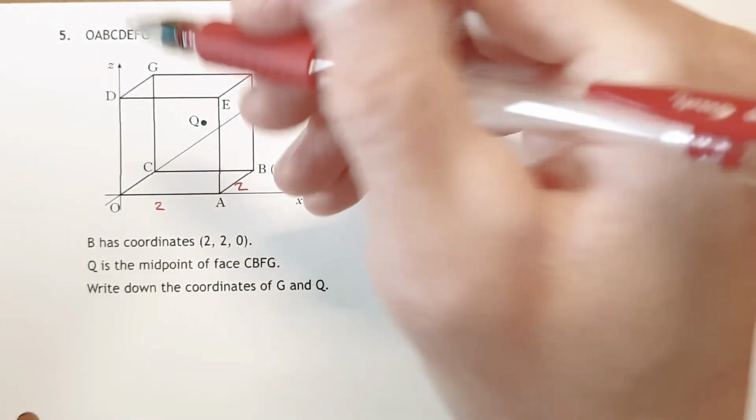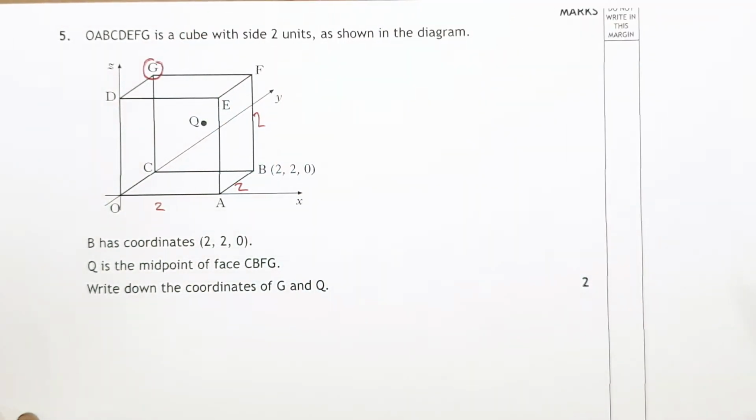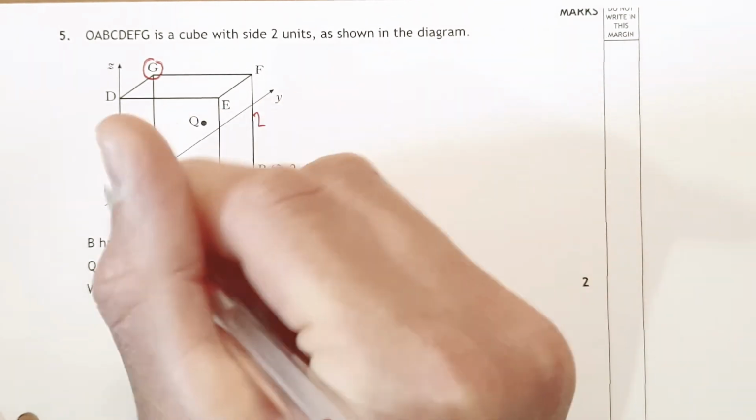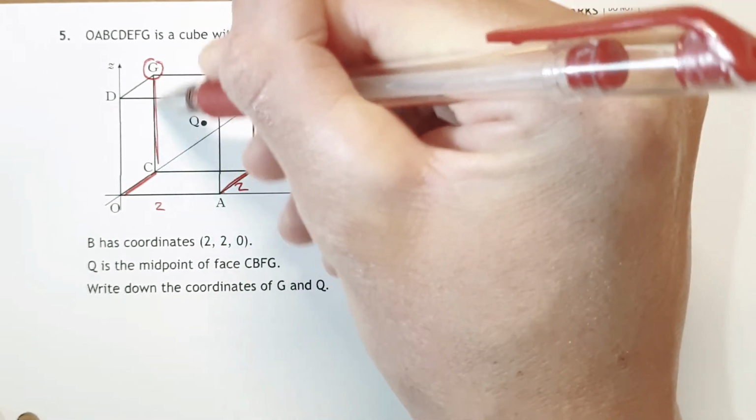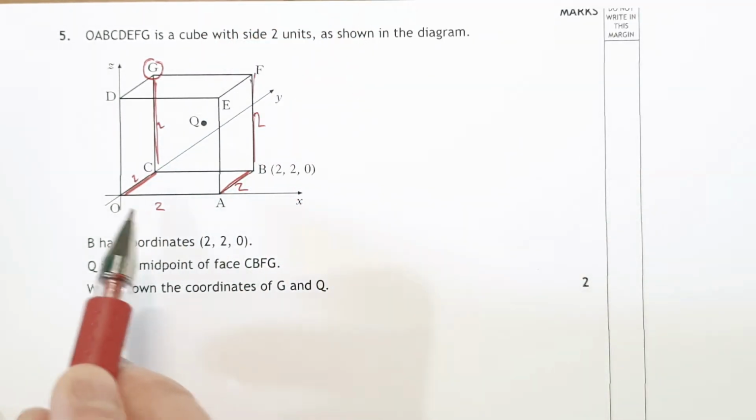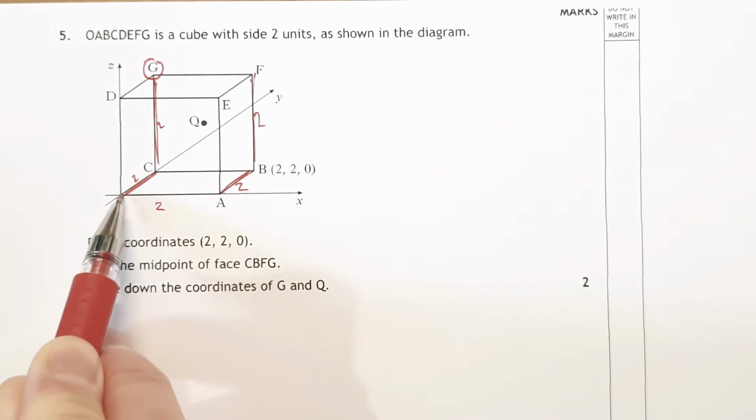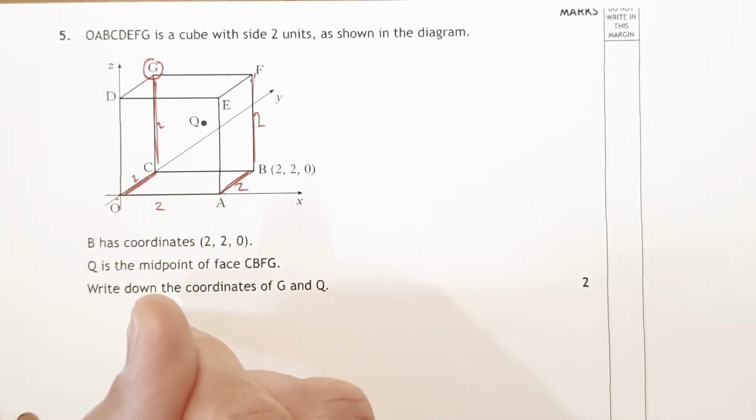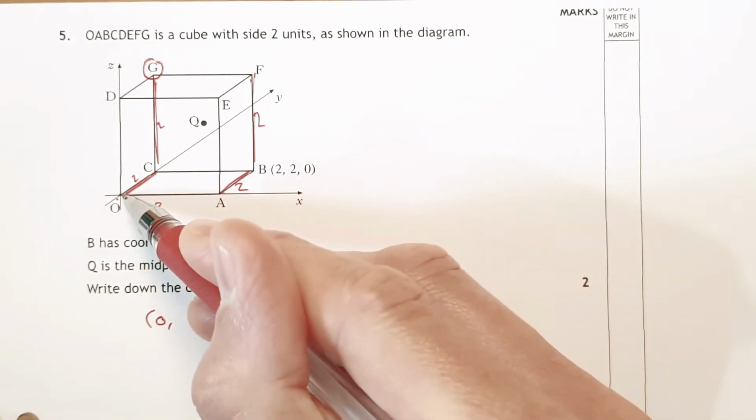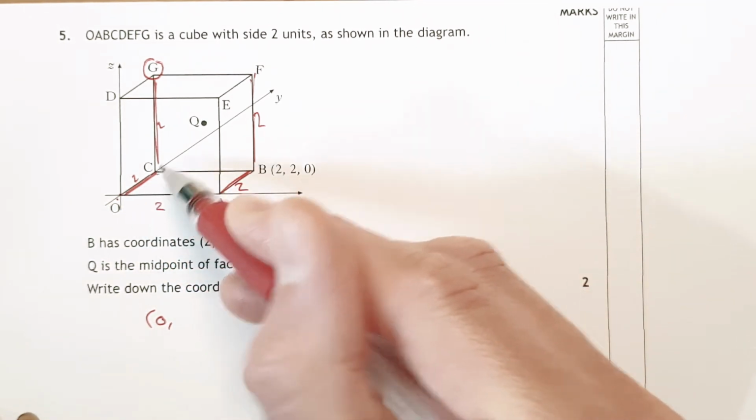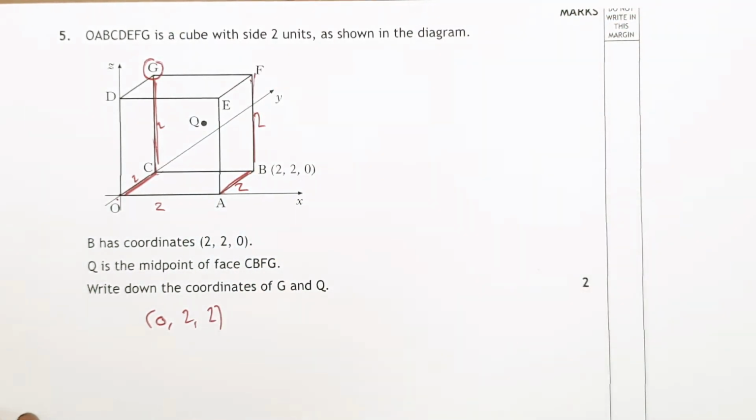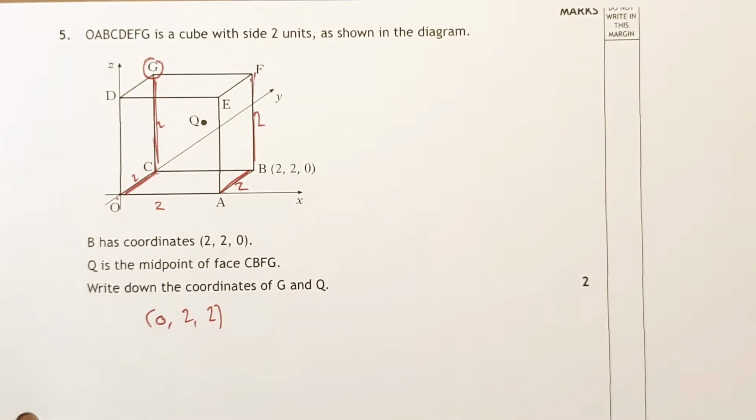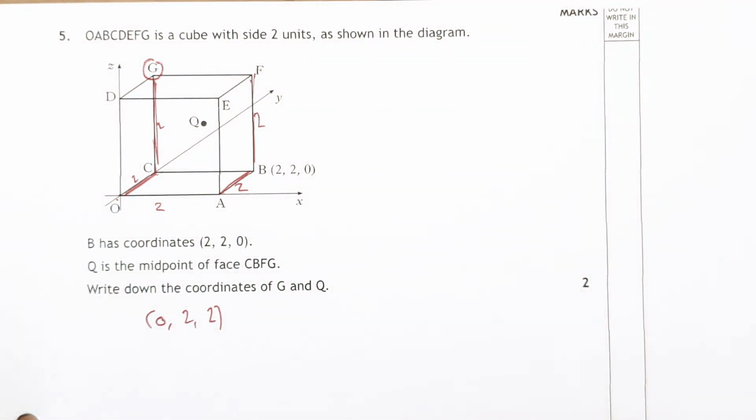Now, let's see if we can find the coordinates of G first of all. If this measurement here is 2, so is this one. And if that's 2, then so is this one, so that's 2 as well. So that's 2 and that's 2. So in the x direction, to get from the origin to G, we're not going anything at all in the x direction, so that's going to be 0. We're going 2 in the y direction, and we're going vertically 2 in the z direction. So 0, 2, 2.